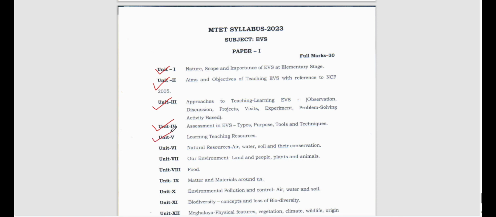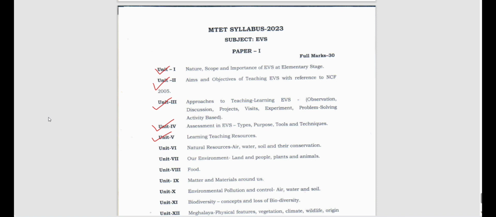Let's go to the next one, that is unit 5. What does unit 5 speak about? Learning, teaching, resources. What are the different types of resources we are using in order to learn environmental studies, or in order to teach environmental studies? What are the different resources we are using? Those things we have to know, right?